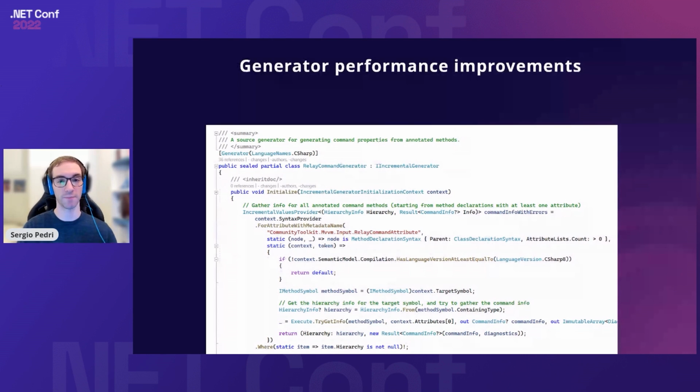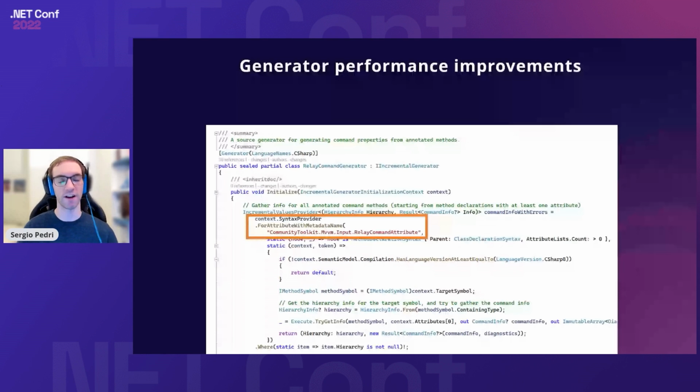the ForAttributeWithMetadataName API from Roslyn, which you can see being used here. This is the relay command source generator. To explain how this works, think about how the relay command feature is actually implemented. You have a method, you add the relay command attribute, and then you want the generator to just create a command for this method. So what this means is that the generator has to look for all of the method declarations in your project. It has to go through all of the attributes over these methods. Then it has to check whether any of them matches the relay command attribute. And if that's the case, then it knows that this method has to generate a command, and then it can go ahead, analyze the method, and generate the command.